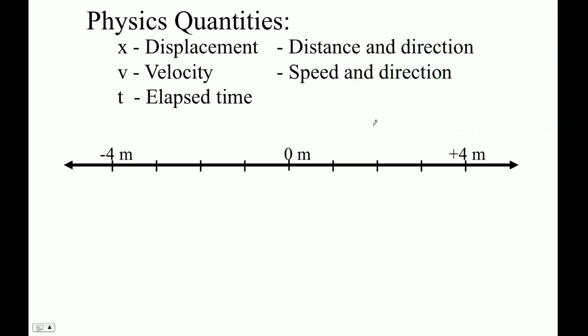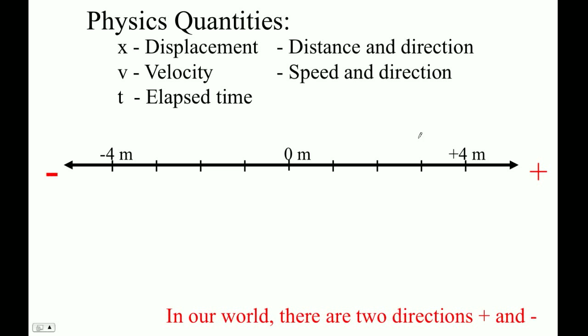So anyway, if you're looking at this number line, everything to the right is going to be positive, and everything to the left is going to be negative. And what it says at the bottom of the screen, in our world, there's two directions, positive and negative. And that not only goes for your position or your displacement, which we call x, but it also goes for your velocity as well.